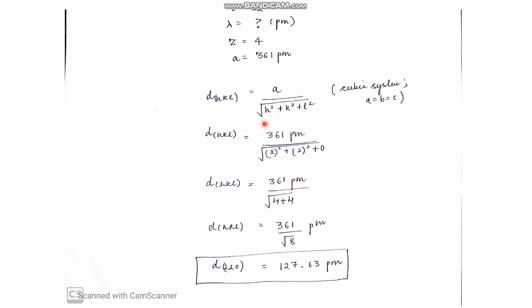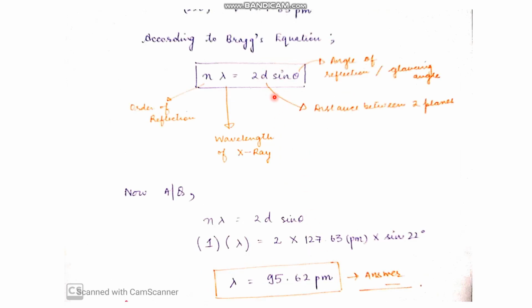So if we substitute the values of a and hkl, that is the Miller indices, in this particular expression, we would end up getting the value of d, that is d for 2 2 0. Here 2 2 0 is representing the Miller indices. So the interplanar distance for the 2 2 0 plane is 127.63 picometers. So this is the value of d, that is the interplanar distance, 127.63 picometers.